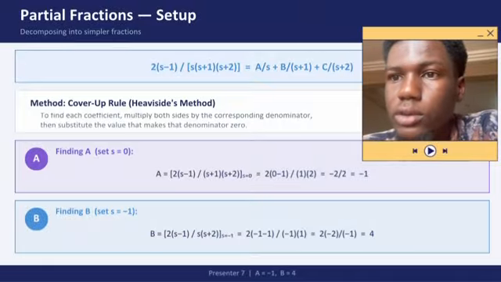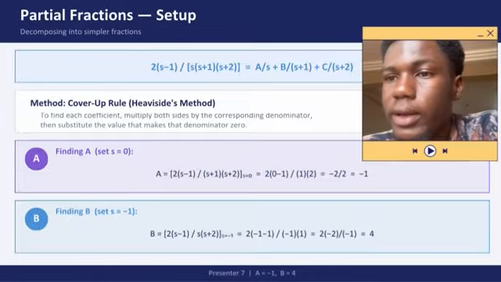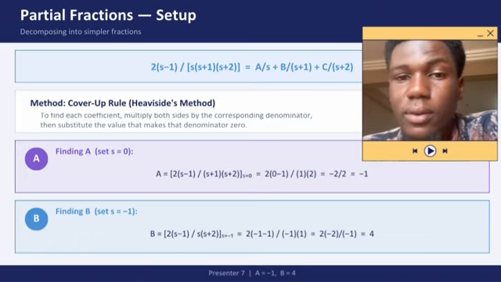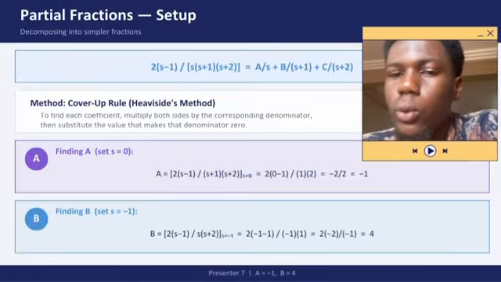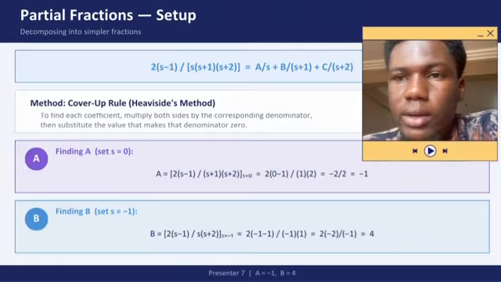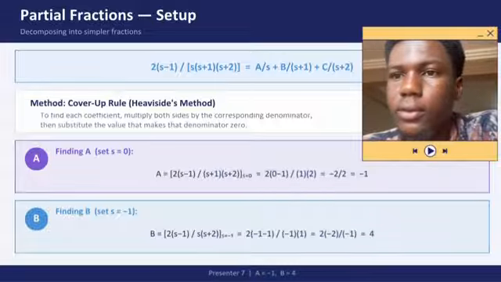So we have our fraction Y(s) equal to 2(s minus 1) all over s(s plus 1)(s plus 2). We want to decompose this into simpler fractions in the form Y(s) equals A over s plus B over s plus 1 plus C over s plus 2, where A, B, and C are all constants we are about to find.